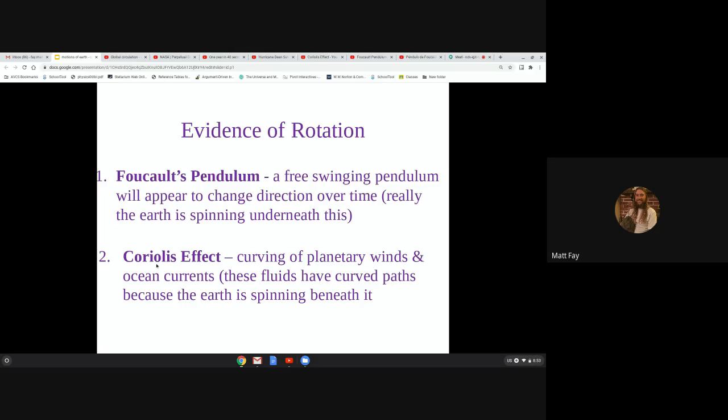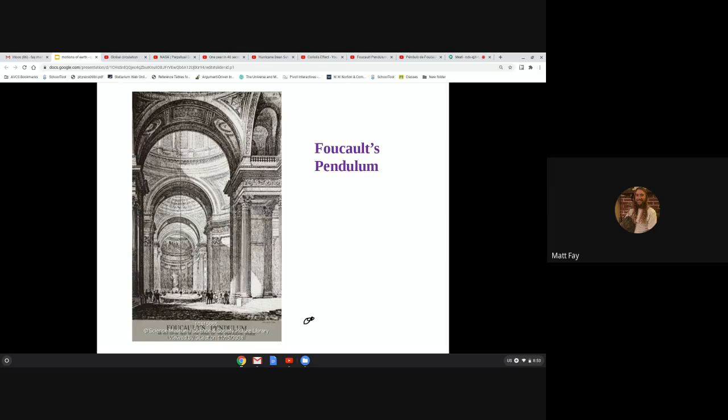So we start with Foucault's pendulum. This is the Pantheon in France where they have a bunch of dead people buried. And what you see here is in 1851, Jean-Bernard Foucault hung this long string with a heavy mass on the end, and he set this pendulum swinging back and forth.